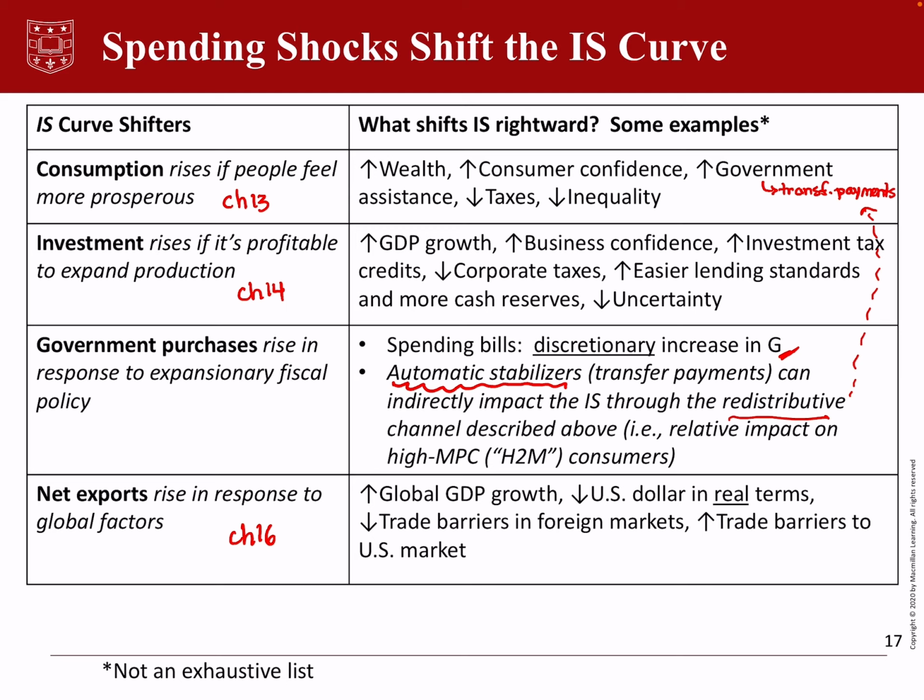And then finally, in the previous set of notes, maybe part 3, of the foreign exchange market notes, we talked about the idea that net exports will change in response to changes in the value of the dollar. And we also talked about the idea that net exports can change in response to global GDP growth. What we can do is talk for a second about this notion of trade barriers.